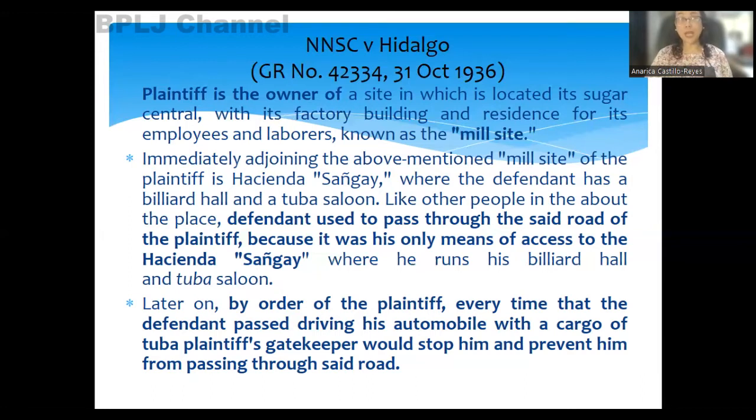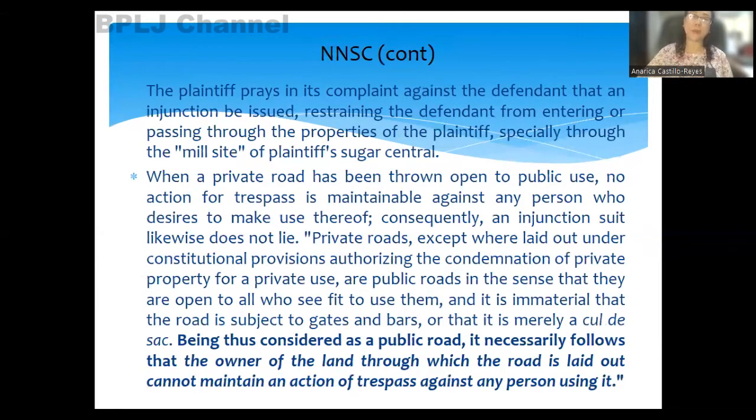Now, immediately adjoining the mill site is the hacienda of the plaintiff, where the defendant has a billiard hall and a tuba saloon. The defendant used to pass through the road of the plaintiff because it was his only means of access to the hacienda. However, later, the plaintiff stopped the defendant from passing through the said road. With a cargo of tuba, the plaintiff's gatekeeper would stop him and prevent him from passing through the road.